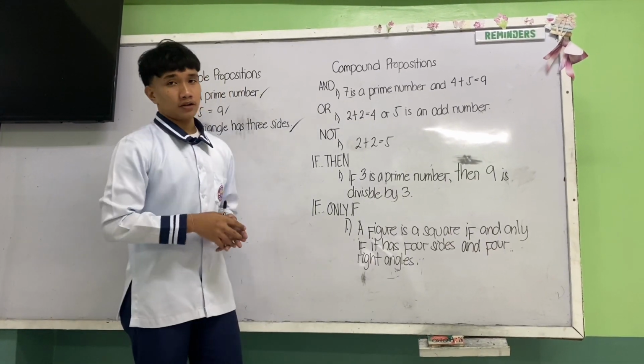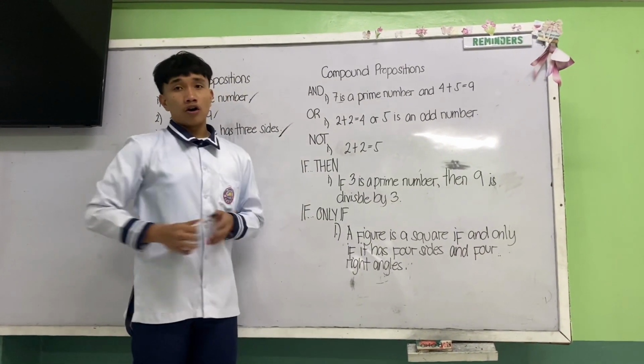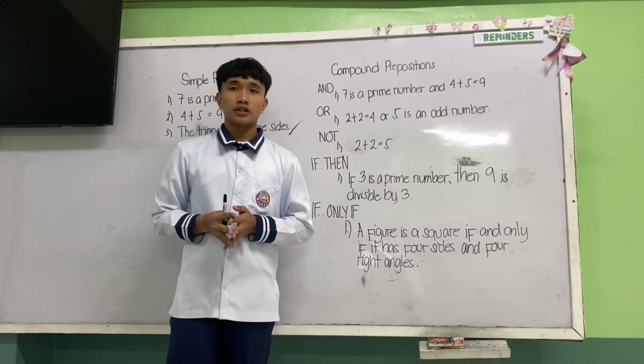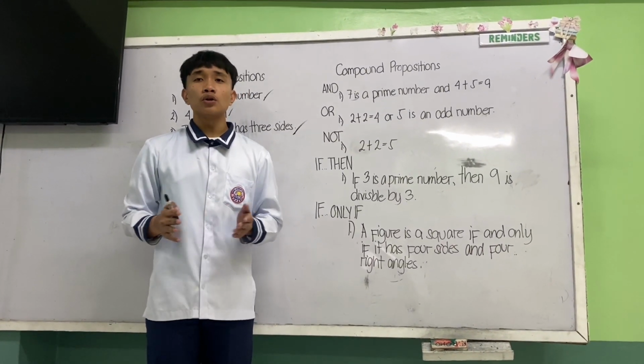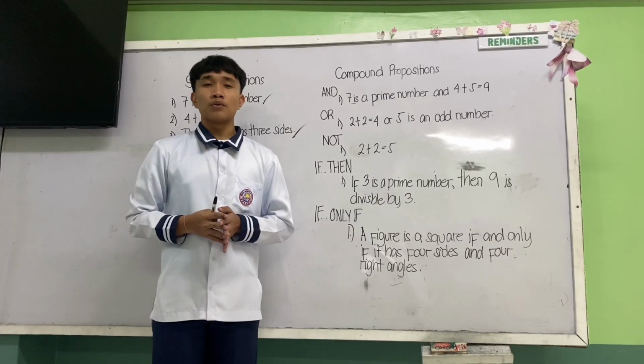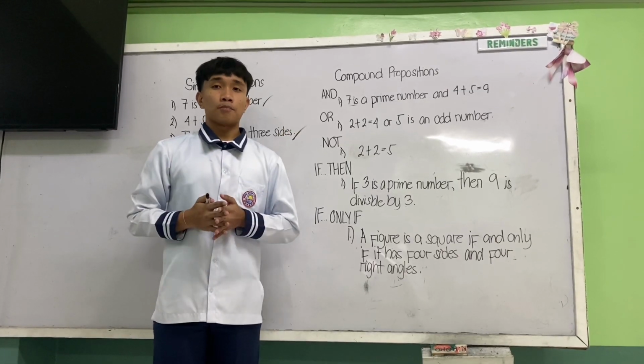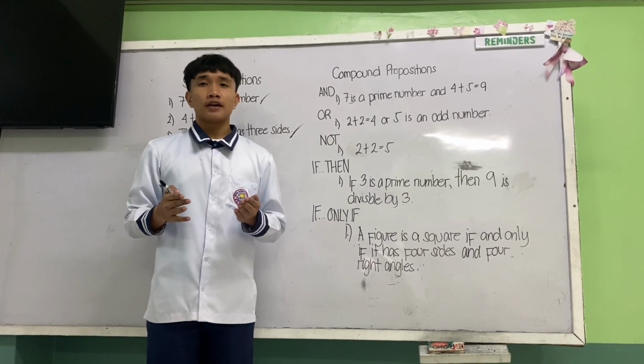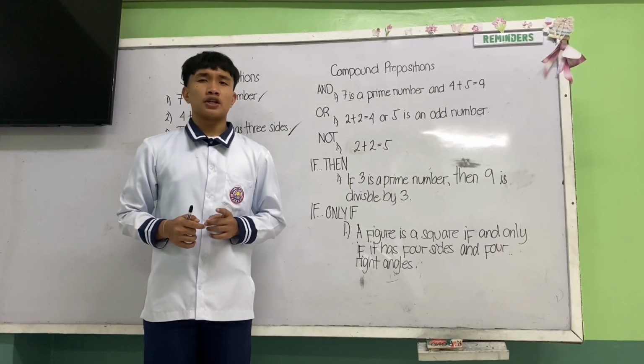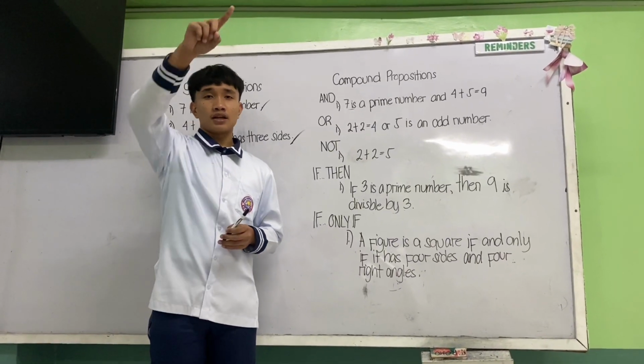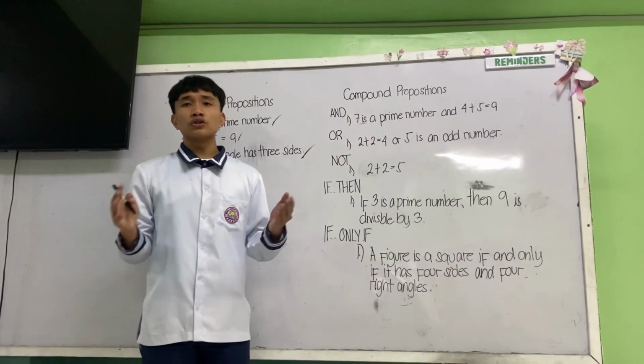So let's go to the second one, or, also known as the disjunction. A disjunction joins two propositions with the word or. The compound proposition is true if at least one of the propositions is true. The symbol is. So let's go to examples.